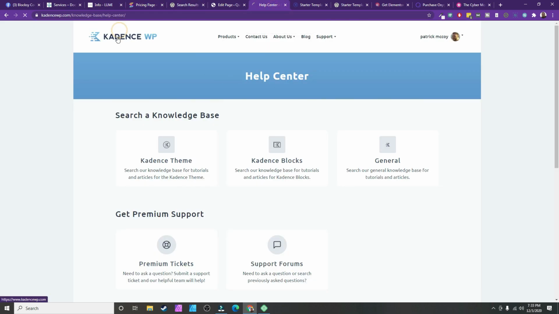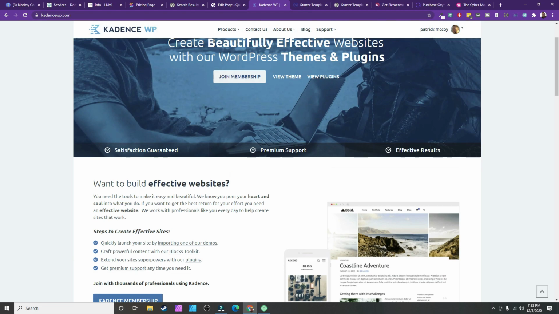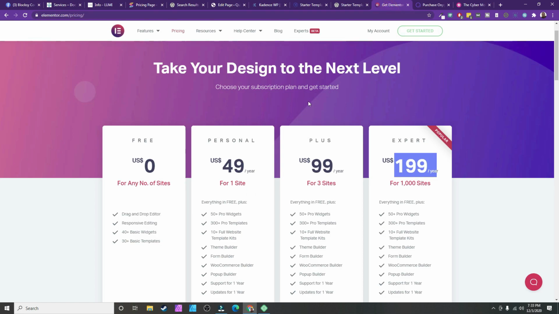I think Cadence is going to continue to be good. Bloxy is going to continue to be good. All of the builders that are out there, GeneratePress has got their own blocks, I believe. So everybody's got some different blocks, and I think these people are coming for the big page builders because they're starting to realize there's a market there. And as long as there's a market, and as long as people keep buying it, you're going to keep having more innovations in the market.